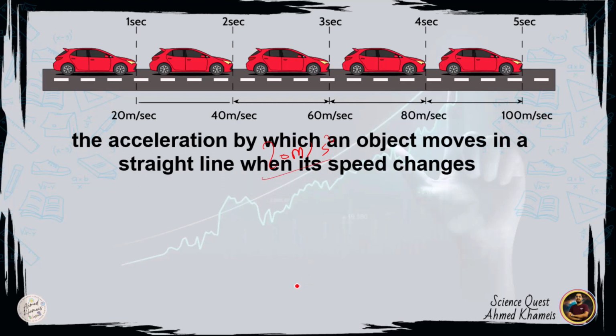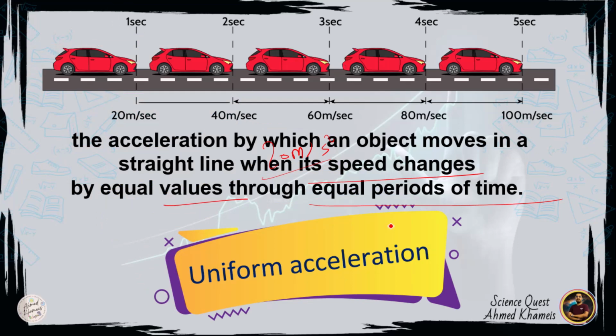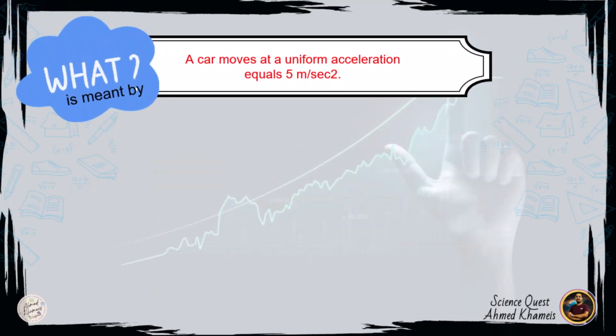So the acceleration by which an object moves in a straight line where the speed changes by equal values through equal periods of time is known as uniform acceleration. So what is meant by a car moving at a uniform acceleration equal to 5 meters per second squared? Uniform acceleration means that the car changes its speed by an equal amount in equal amounts of time. So that means the car changes its speed by an equal amount, which is 5 meters per second, each 1 second.